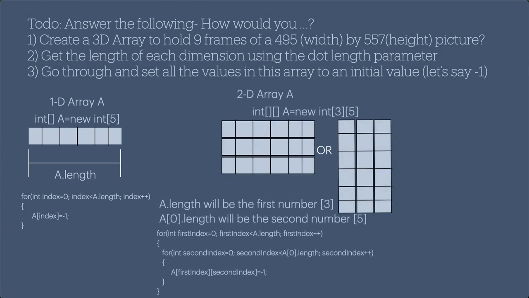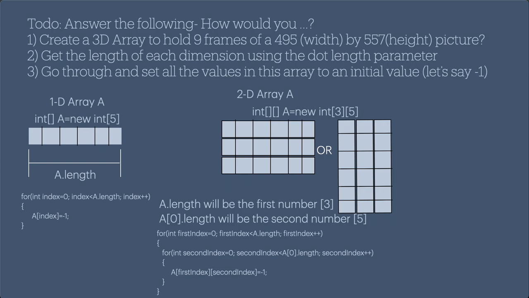Similarly, with the 2D array, we can specify 2 dimensions, which could be represented as either of those grids below. We can get the first number by saying a dot length, and we can get the second length by saying a of 0 dot length. So the first number, a dot length, would be 3 in this case. The second number would be 5. And we can use a nested for loop, as pictured below, to go through the whole 2-dimensional array and put a grid of -1 in there, for example.